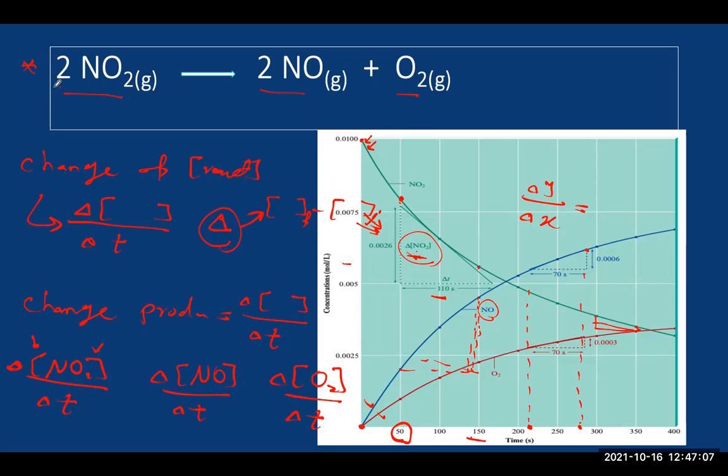Okay, because from the equation, if we suppose that for 1 second you are consuming 2 moles of NO2, you will produce 2 moles of NO and 1 mole of O2.